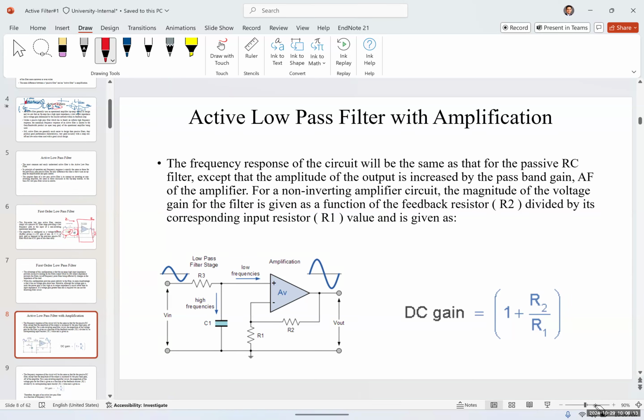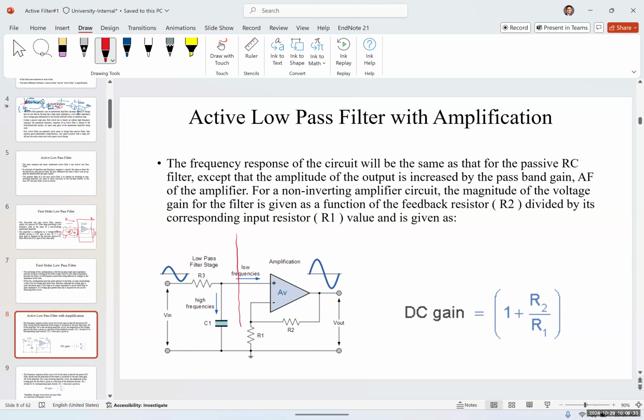So the frequency response is going to be the same as a passive RC filter, but this time we're going to have a gain. And the gain for this system, since it's a non-inverting amplifier, is going to be 1 plus R2 over R1.